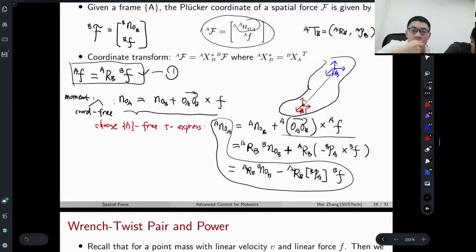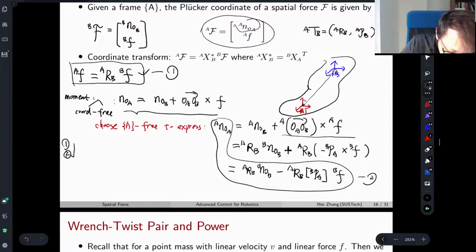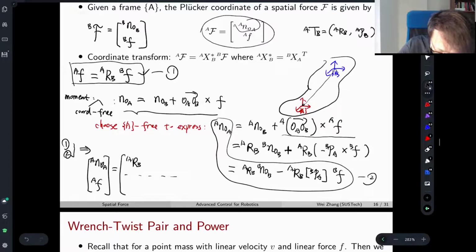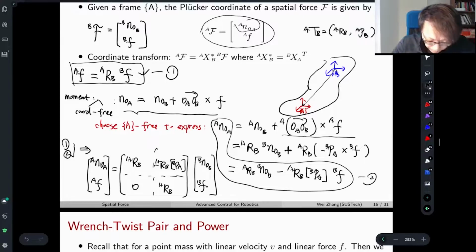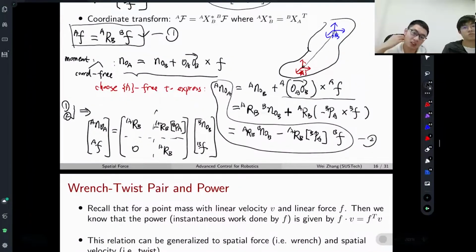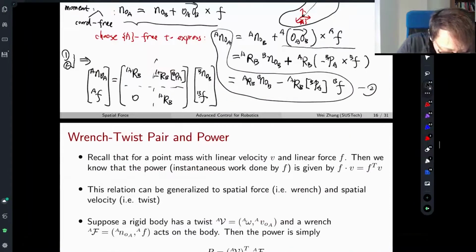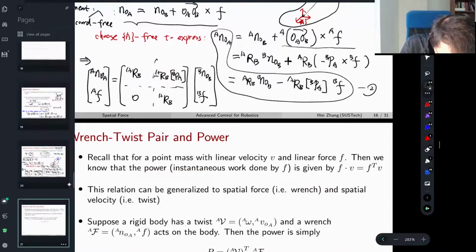So I have this relation. Overall, the first relation, and this is my second relation, and the first plus second implies, in matrix form, N_OA in A and F_A equals, this will be R_BA, this is R_BA again, this is the zero matrix, and this part, which is negative R_BA and P_AB, times N_OB in B and F in B. I don't have space. I think I need one more space, hold on.